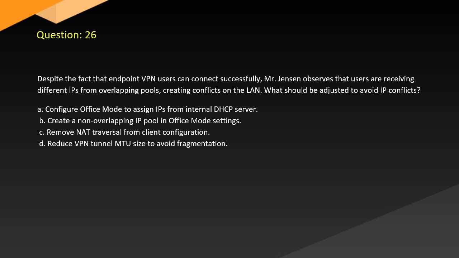Question 26. Despite the fact that endpoint VPN users can connect successfully, Mr. Jensen observes that users are receiving different IPs from overlapping pools, creating conflicts on the LAN. What should be adjusted to avoid IP conflicts? A. Configure Office Mode to assign IPs from an NEAP server. B. Create a non-overlapping IP pool in Office Mode settings. C. Remove NAT traversal from client configuration. D. Reduce VPN tunnel MTU size to avoid fragmentation.